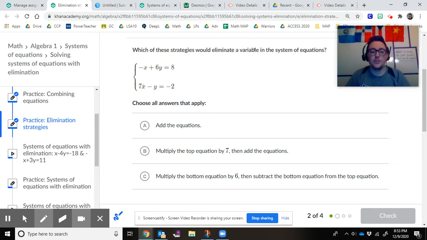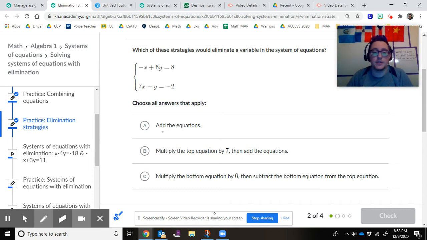All right, so it asks which of these strategies would eliminate a variable in the system of equations, and you're supposed to choose all of the answers that apply. That means sometimes more than one of them is the correct answer. So you might have to pick like A and B, or B and C. It's not just one. So if I'm doing this first one, I want to check which one of these will make a variable eliminate.